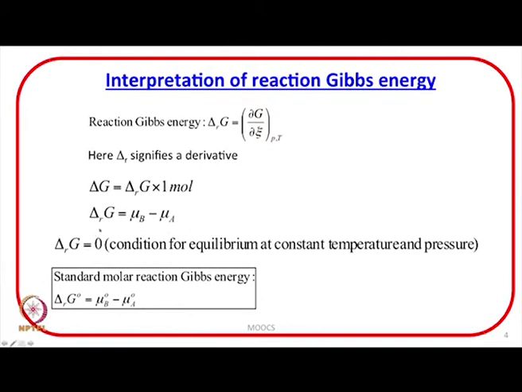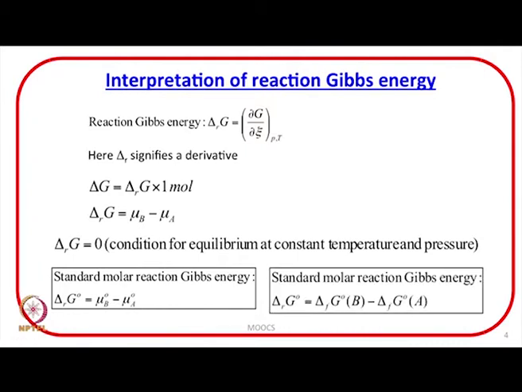If I apply this equation under standard state conditions, then the standard reaction Gibbs energy will be equal to the difference in the chemical potentials of B and A in their standard states. This equation also holds. We also know that we can get the standard molar reaction Gibbs energy from the Gibbs energy of formation of the product and the Gibbs energy of formation of the reactants. So, if we have to calculate delta G naught or delta Rg naught, we need information on chemical potential of the product and reactant in their standard state, or alternatively, if we have the information on Gibbs free energies of formation of the product and reactant, still we can get the value of delta G naught.